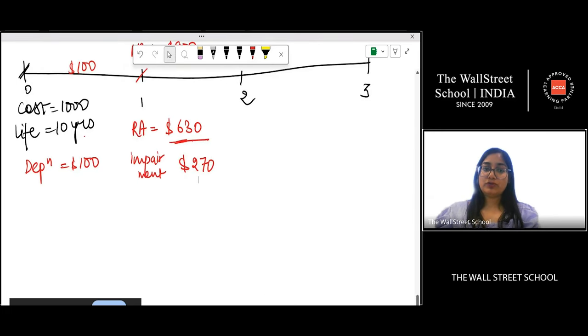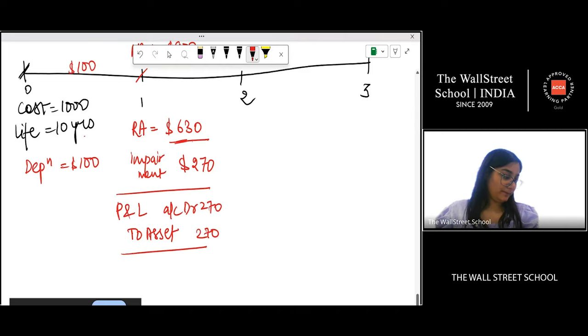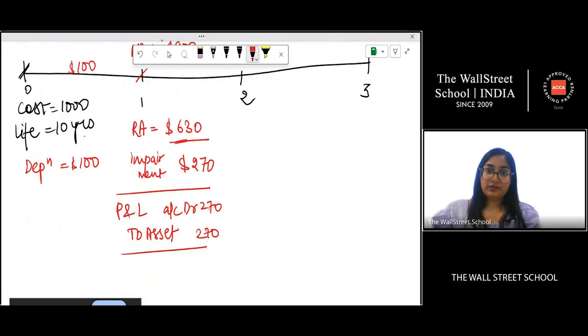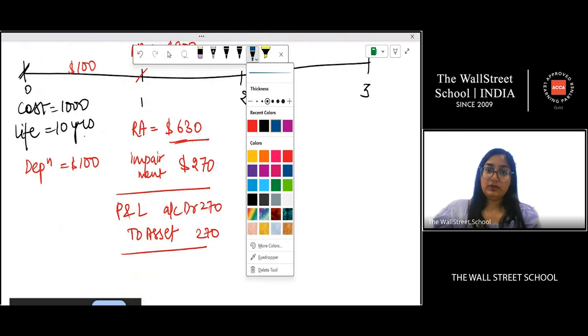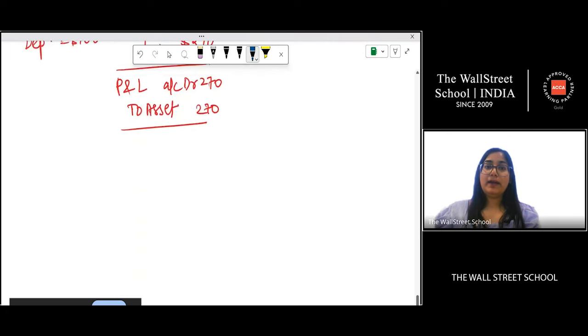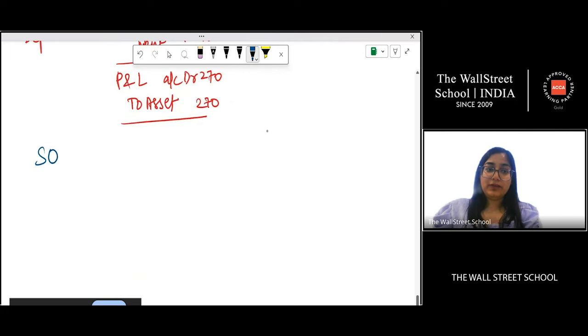So in that case, what should be my journal entry? PNL to asset account for 270. Right? Up till here, is it okay? Now, from now onwards, my asset will be recorded at $630 in my SOFP. SOFP means balance sheet, right?